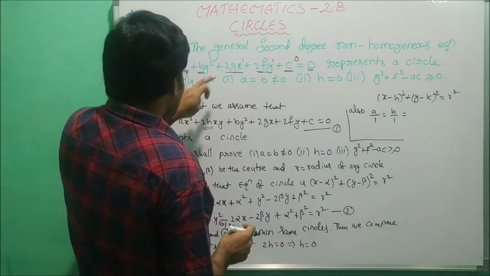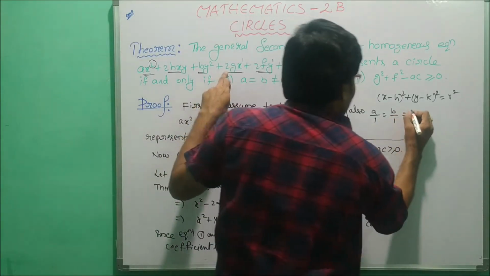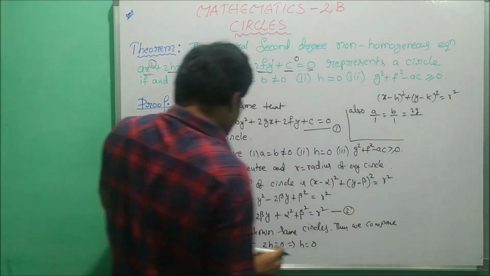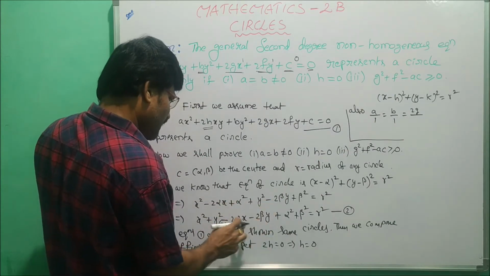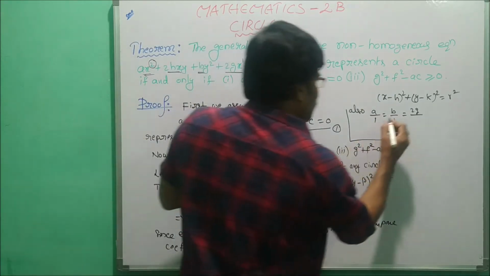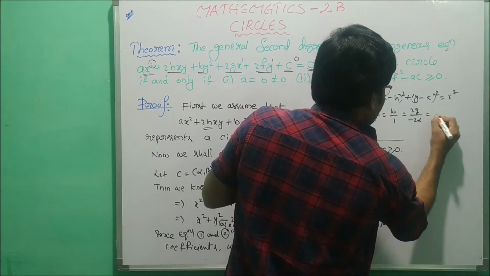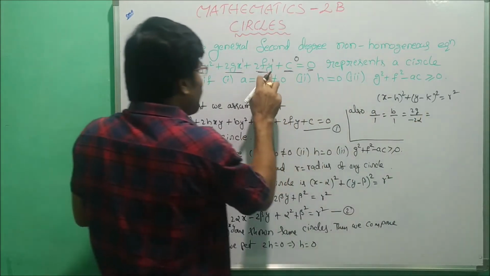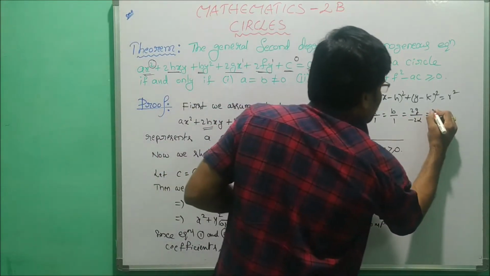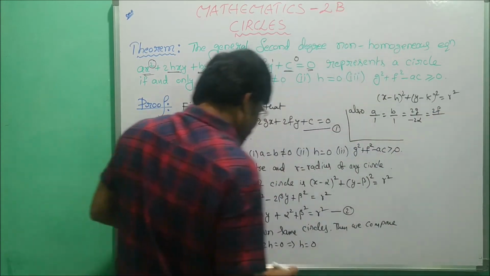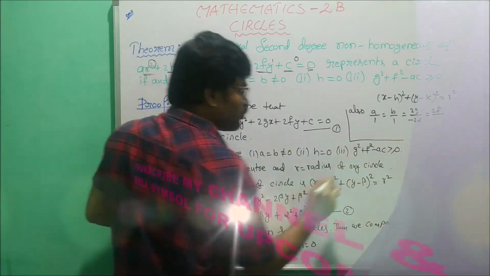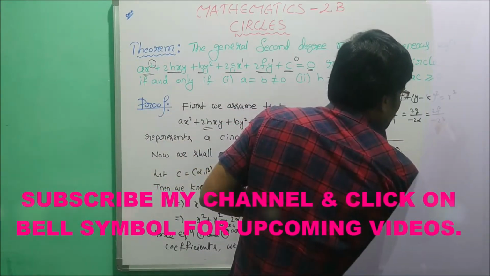In this, the x coefficient is 2g, and in the second equation the x coefficient is minus 2 alpha. So 2g equals minus 2 alpha. In this, the y coefficient is 2f, and in the second equation the y coefficient is minus 2 beta. So 2f equals minus 2 beta.